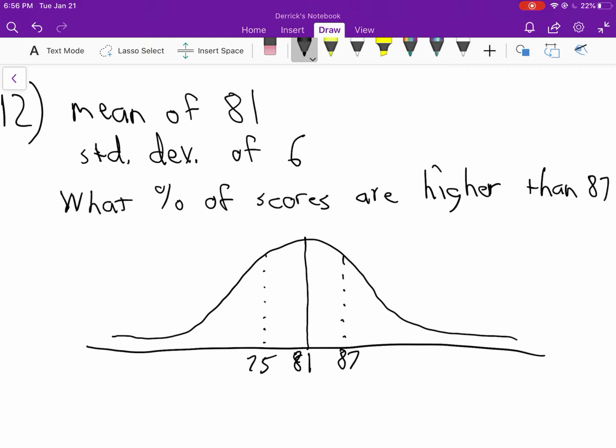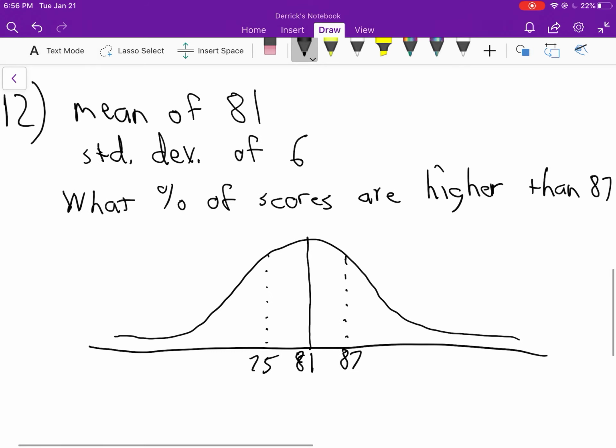Now if I wanted to graph further, I could take 87 plus 6 and mark the 93 and such, but I don't need to, because I've already found the 87 and I'm only trying to answer the question I was asked. It wants the percent of scores that are higher than 87, meaning from 87 to the right. What percent of scores is that?